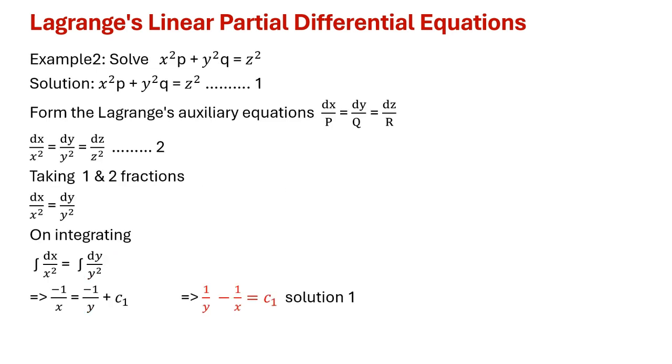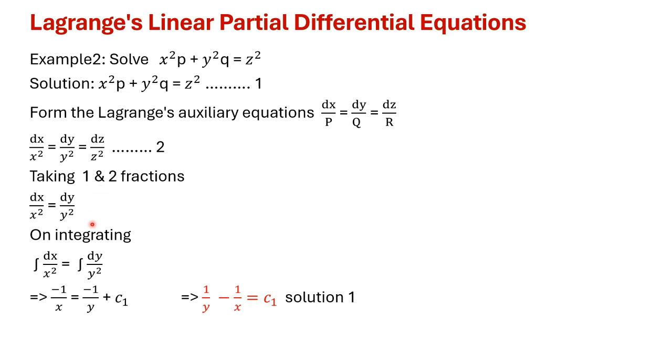Now let's take this example. Here let's call this equation 1. We have to bring it into this auxiliary equation form like this. Here capital P is x square, y square and z square. We'll take fraction 1 and 2. So fraction 1 and fraction 2.